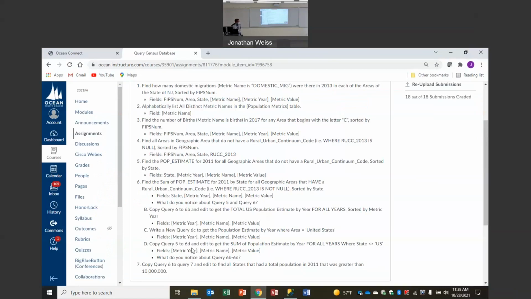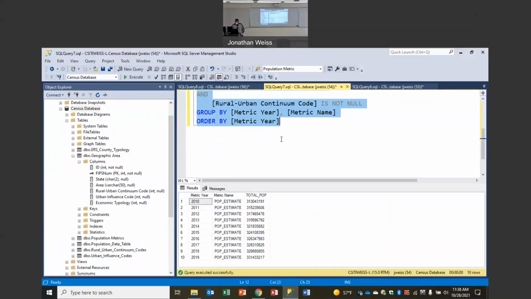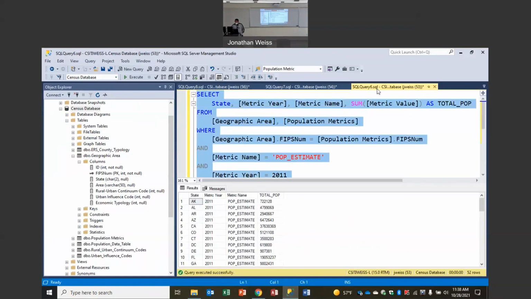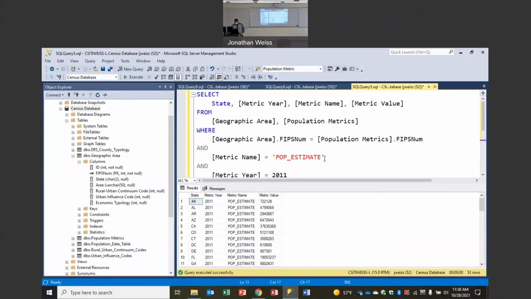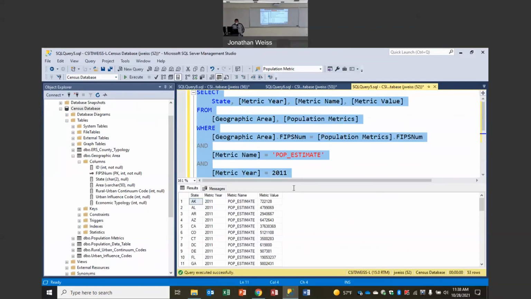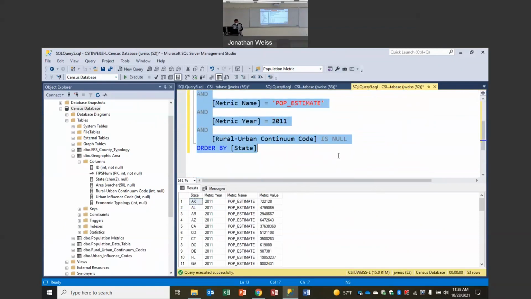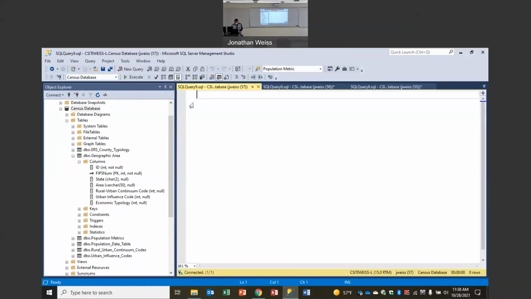And then what we wanted to do is add up just the states. So let's do that. Let's just do where the state is not equal to the US and where the rural urban continuum area is null. So once again, we can take one of our previous queries. It's query 5 in this case. So we'll copy this one and create a new query.